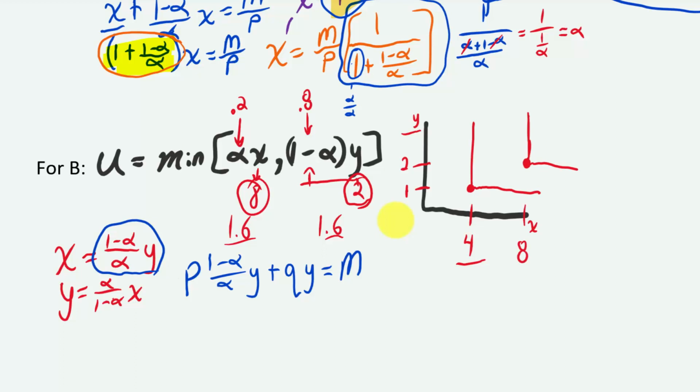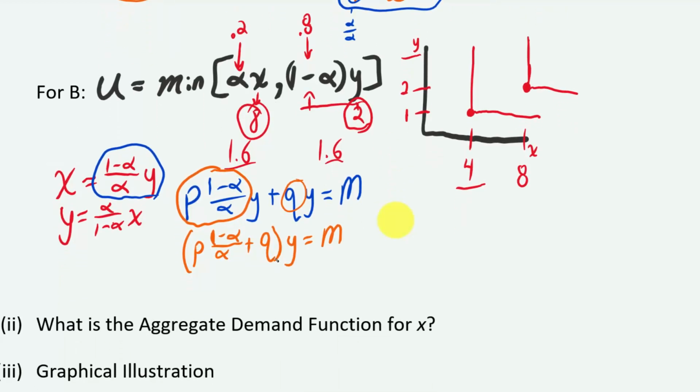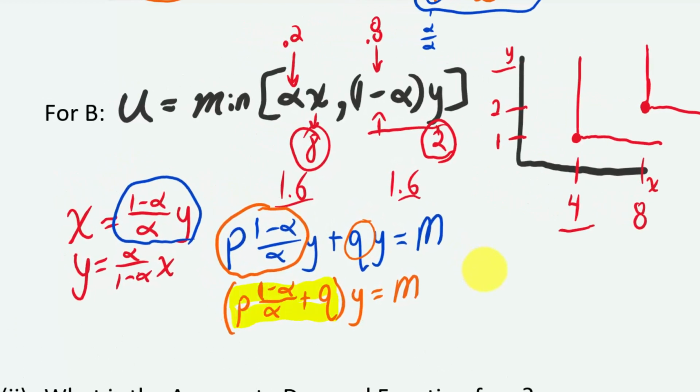So really what we want to do is consider that a multiplier times y, and separate the y's out. So we have p times 1 minus alpha over alpha plus q, all times y equals m. Then we solve that for y and just divide both sides by this large multiplier here. We're going to end up with something that looks quite ugly: y equals m divided by that whole thing, price times 1 minus alpha over alpha plus q. And now we just need to figure out how to solve for x.